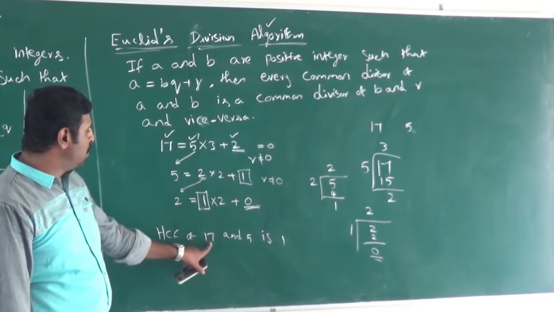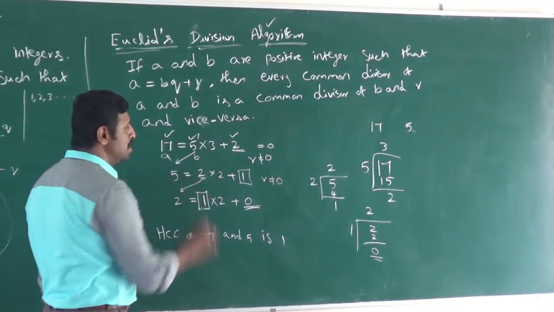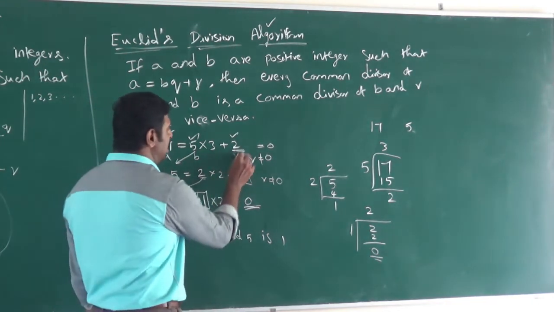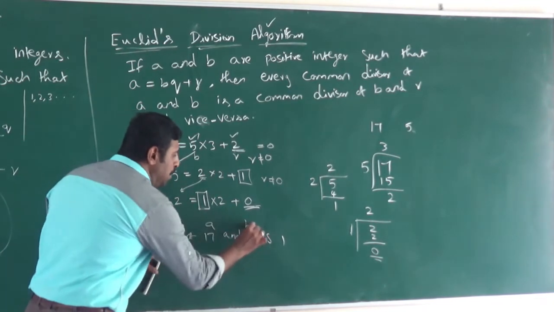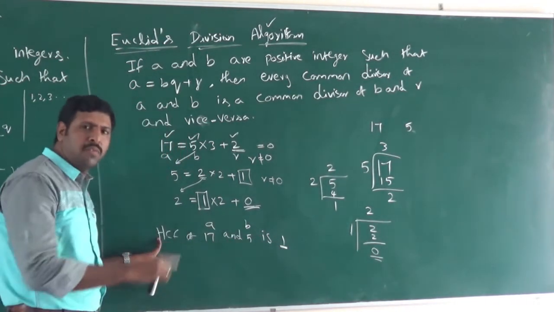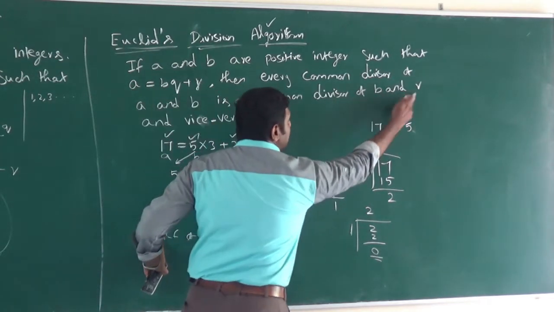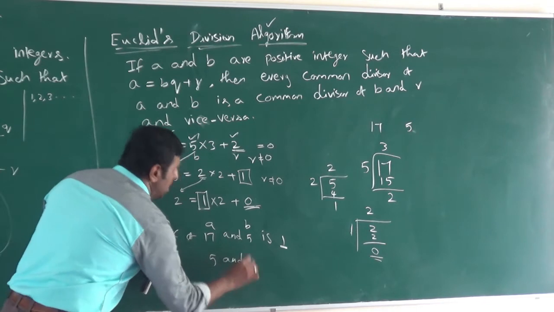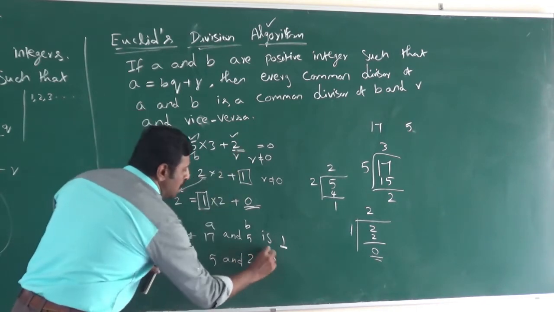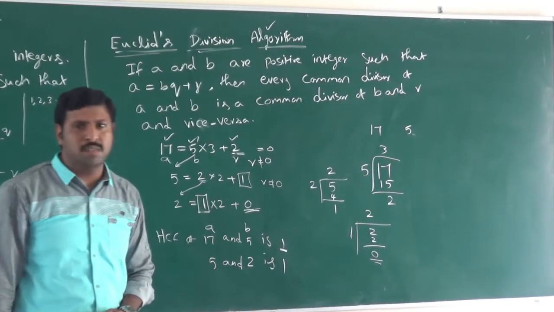The HCF of A and B, A is 17, B is 5, and then remainder R is equal to 2, right? So the HCF of A and B, the highest common factor, is 1, and also the common divisor of B and R. See here B is 5 and the remainder R is 2, the common divisor is also 1, right? Thank you students.